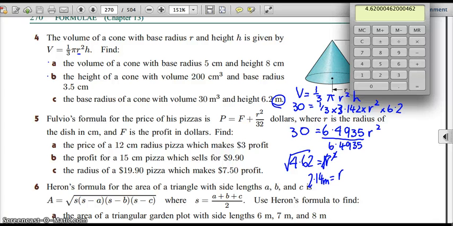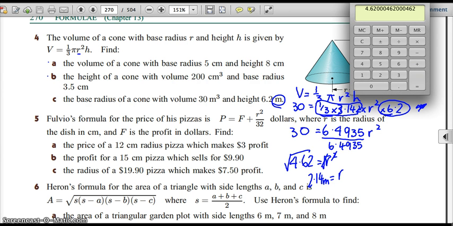Maybe, I'm just posing this to you, you didn't do this times this at this point. Okay? When you do that, you just simplify it and it becomes 6.4935 times r squared. And then it becomes much easier than trying to drag each one over at a time.